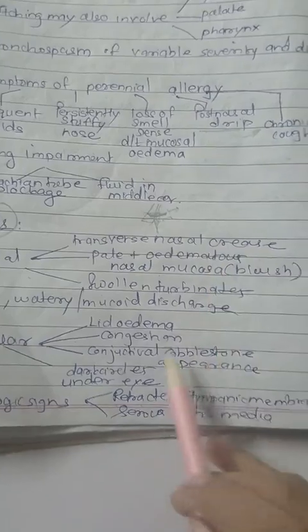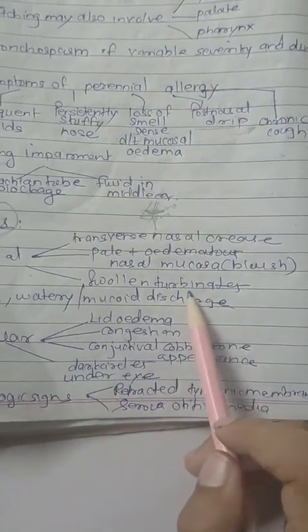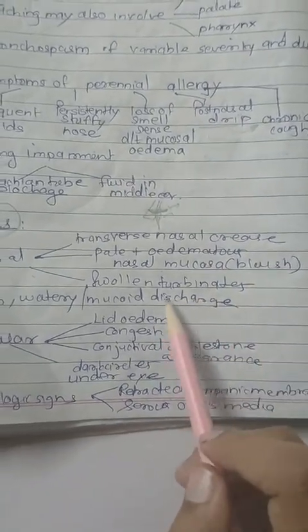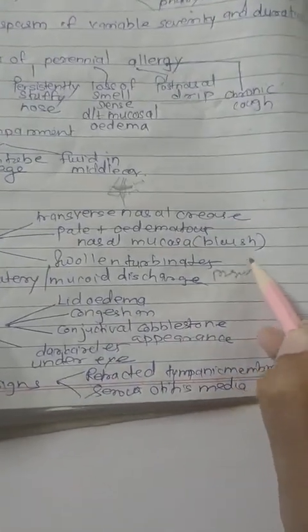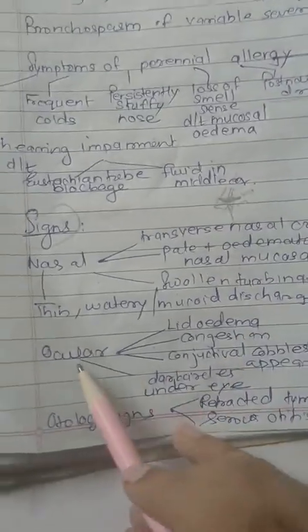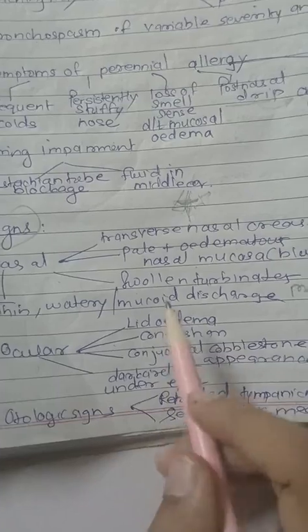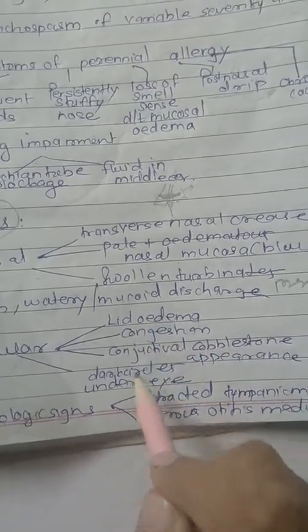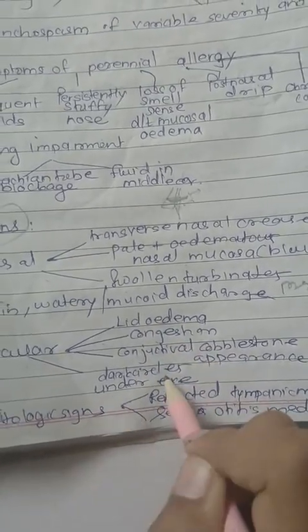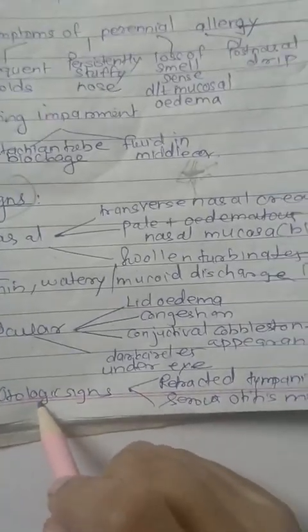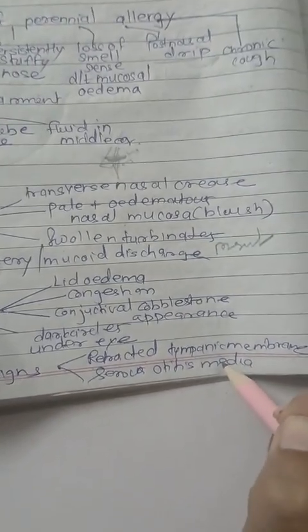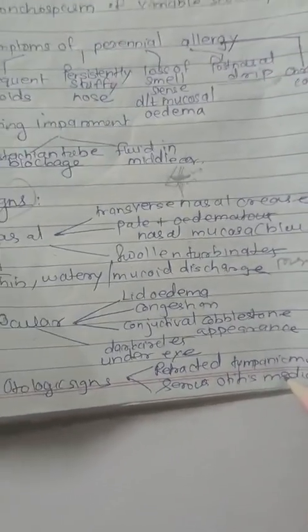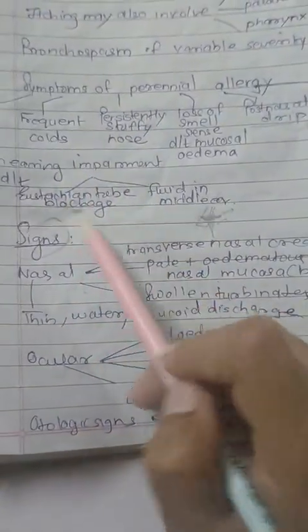And next up being pale plus edematous nasal mucosa, which may appear bluish, swollen turbinates, thin watery or mucoid discharge which is always present. Always means almost usually. Talking about ocular signs being lid edema, congestion, conjunctival cobblestone appearance, dark circles under the eye. Talking about otologic signs being retracted tympanic membrane or serous otitis media due to Eustachian tube blockage, as we have seen here.